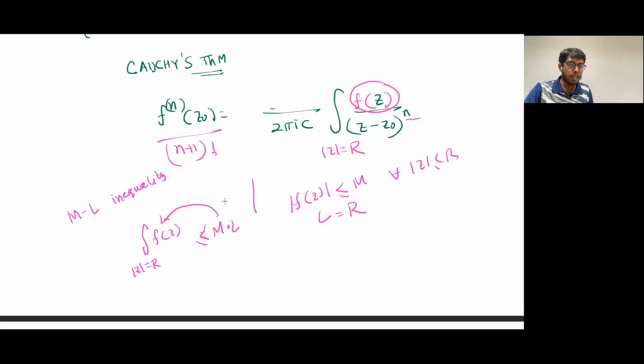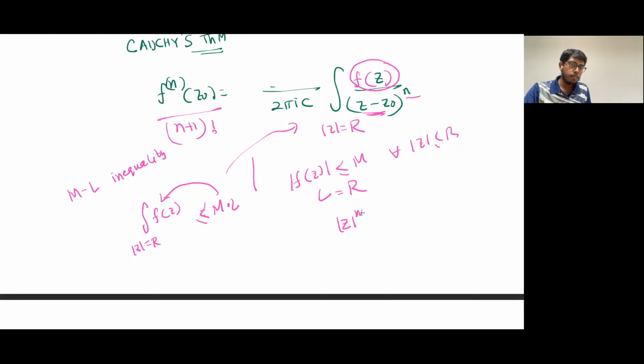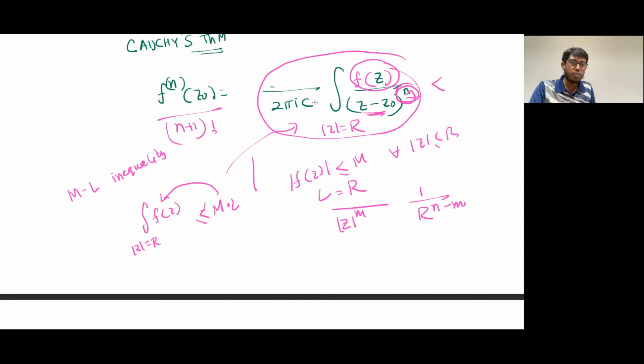If you apply this ML inequality, then this thing is bounded by mod z to the m times r, and then you have another thing. Let me write down exactly, mod z^m, and here you already have 1 by z minus z0, so it's basically 1 by mod z, or just write down 1 by r to the power n minus m. So this quantity, with the 2πi, is bounded by 1 by r to the power n minus m.